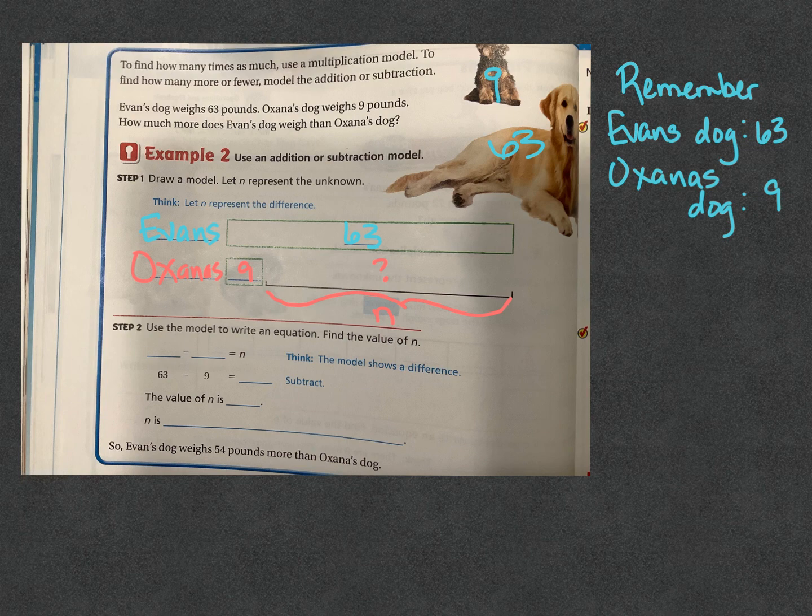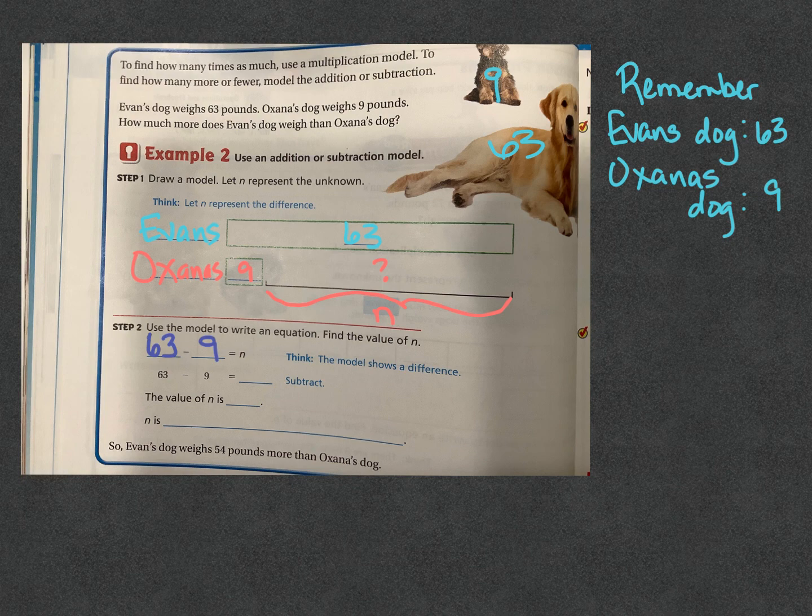So we're going to take this whole amount, 63, of Evan's dog, and we're going to cut out the amount that we know Oksana's dog weighs, because we're looking for this part. And so if we take the whole amount and we cut out the 9 that we already know, that is going to leave us with that unknown value that's left. And so here is our subtraction problem. If we wanted to know how much more Evan's dog weighs than Oksana's dog, we can do 63 minus 9.